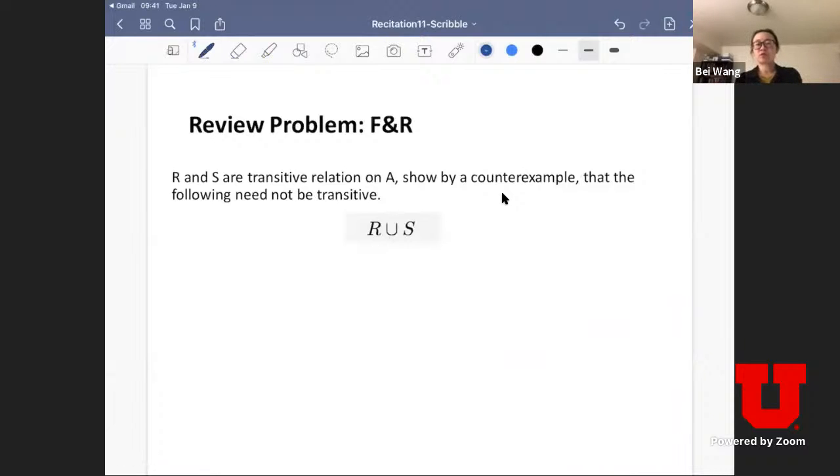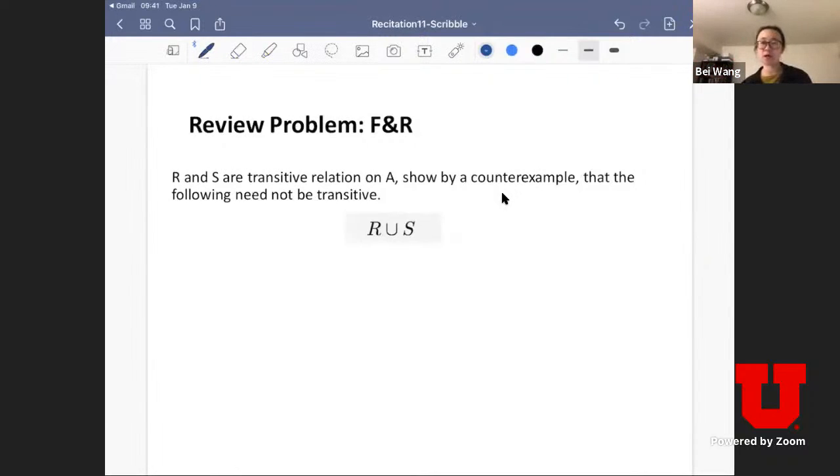If R and S are transitive relations on A, show by a counterexample that the following need not be transitive, and the following is R union S. Okay. So this is a good time for you to pause the video again and see if you can come up with a counterexample. And when you resume the video, you can try to look at the solution together. Okay.